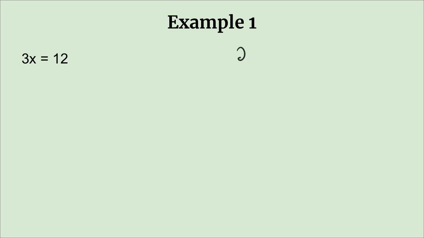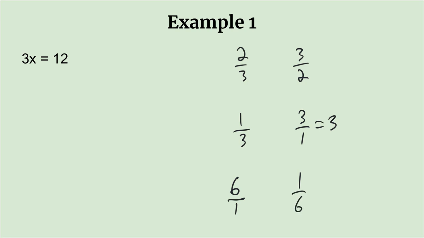If you had 2/3, the reciprocal would be 3/2. You take your fraction and you flip it upside down. If you have 1/3, well, the reciprocal of 1/3 would be 3/1, which equals 3. If you had, let's say, 6, well, that's the same as 6/1. And if you flip that, the reciprocal of 6 is 1/6.